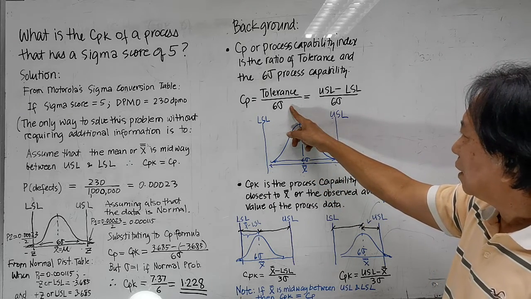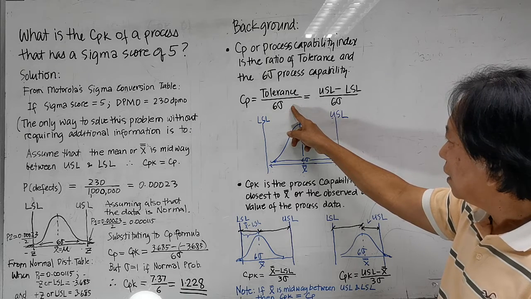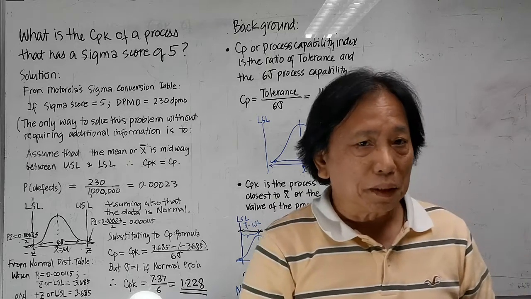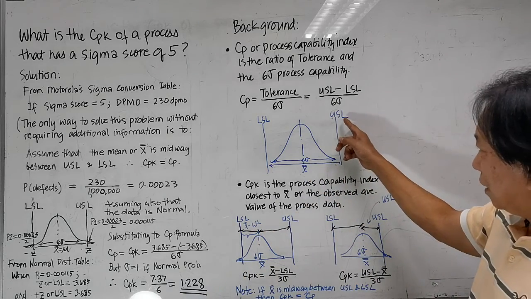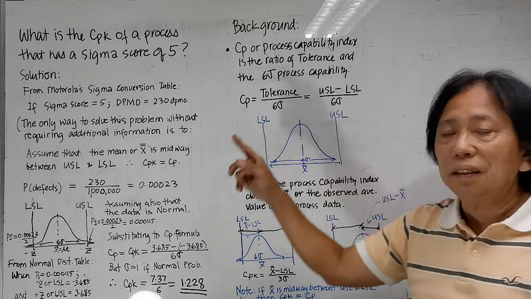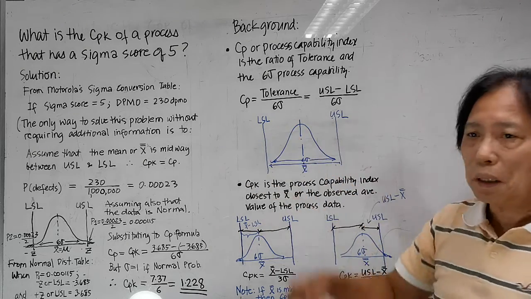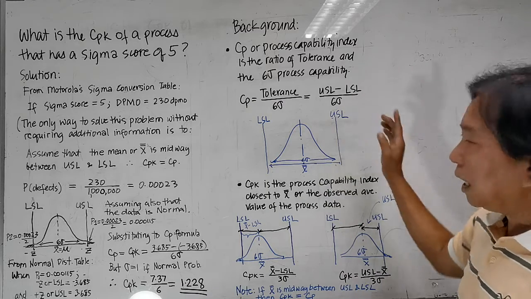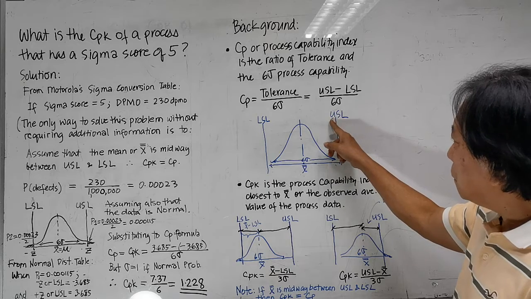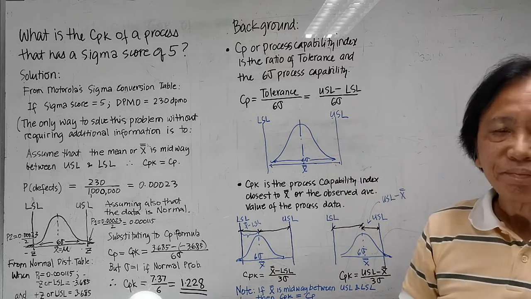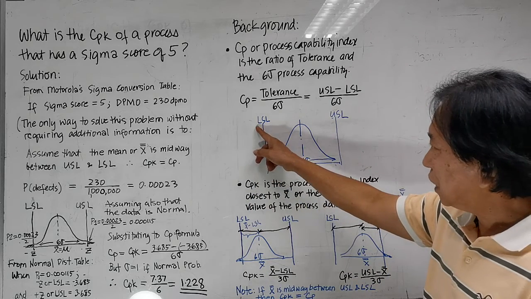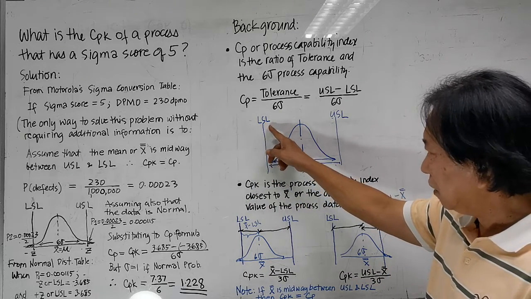Okay? So tolerance is defined as the values that can be accepted by the customer. And you have the highest value that can be accepted and also the lowest value that is acceptable. We call them the USL, which stands for upper specification limit, and LSL, which stands for lower specification limit.